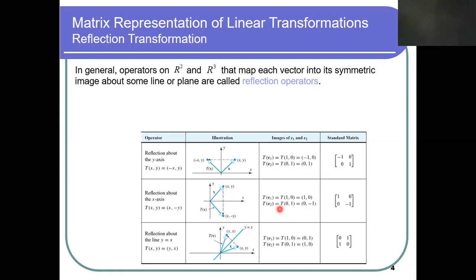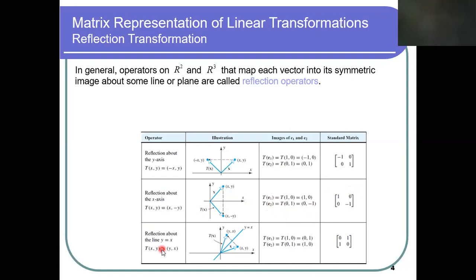If you put the standard basis of R2 into this transformation, which is (1,0) and (0,1), so if you put (1,0), you will get this one. And if you put (0,1), you get (0,-1). So this is the matrix representation of reflection about the x-axis.